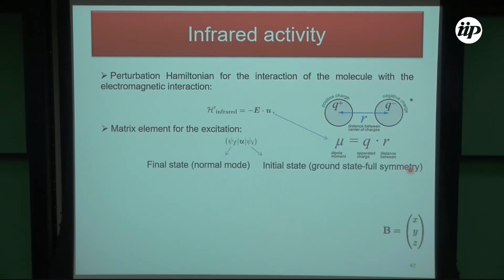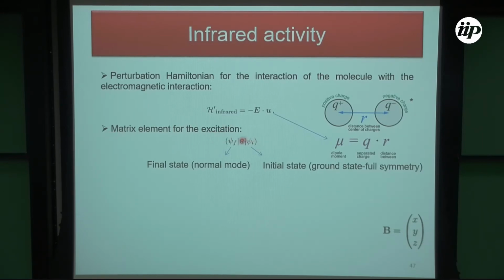Okay. So here's the thing. The infrared activity is just a dipole interaction. In the first order it is a dipole interaction. So the Hamiltonian has this form. This is the electric field, and you have the dipole moment.